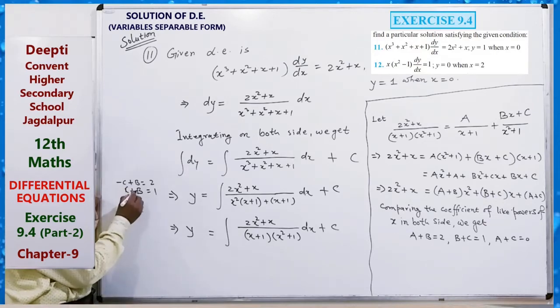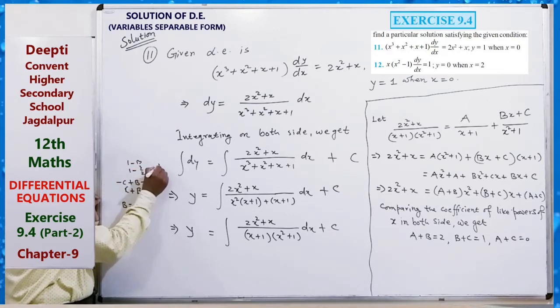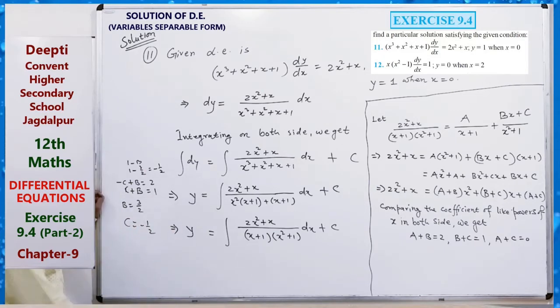And if b equals 3 by 2, then c equals what? c equals 1 minus b, means 1 minus 3 by 2, which is minus half. So c equals minus half. And a equals minus c, which means half.